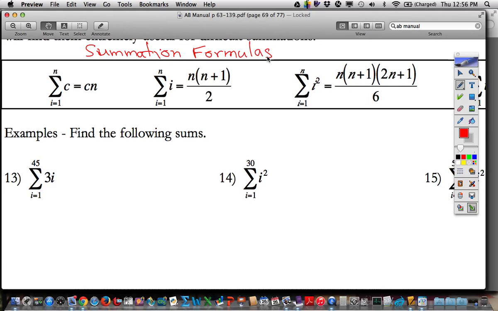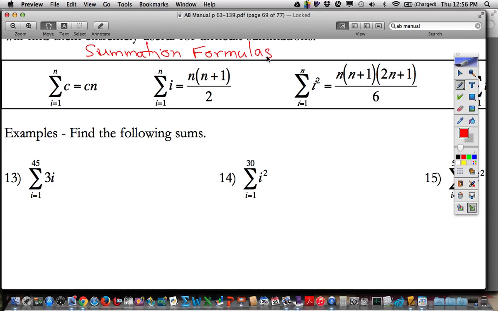So just these 3. We've got sigma C, that's a constant. We've got sigma I, and we've got sigma I squared. Now, the n on top: what this is saying is we can use these formulas as long as I starts at 1, for any number on top. We just plug that in for the n, and we'll get the sum.